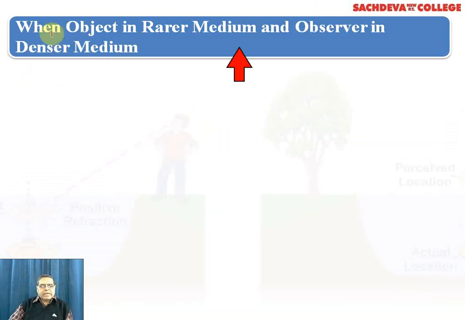Now we come to an object in rarer medium and observer in denser medium. So the medium changes. Object is in the rarer medium and observer in the denser medium. When the observer is in the denser medium, the observer is seeing the object from denser into the rarer medium. Therefore, the ray of light, when it emerges out in the air medium, will bend away from the normal. So the position of the object will appear at some other place.